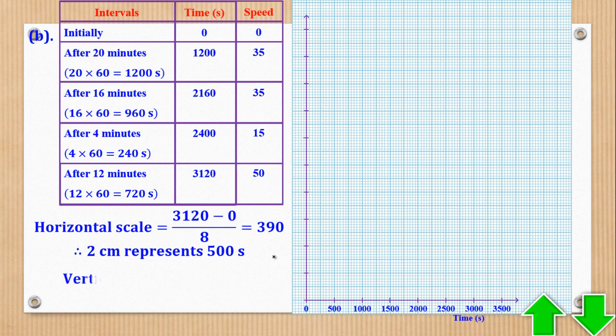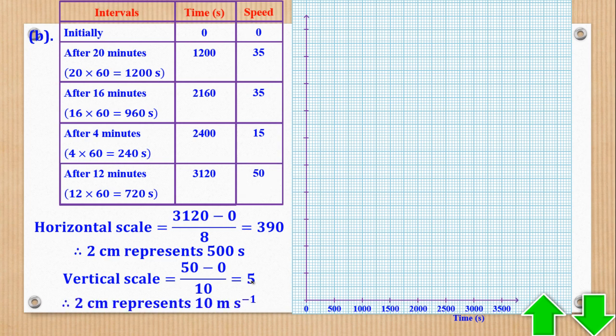Use intervals of 2 centimeters, then get the scale. So the same, highest minus lowest over 10 to give you 5. So that means that 2 centimeters represents 5 meters per second. So let's now label the axes.